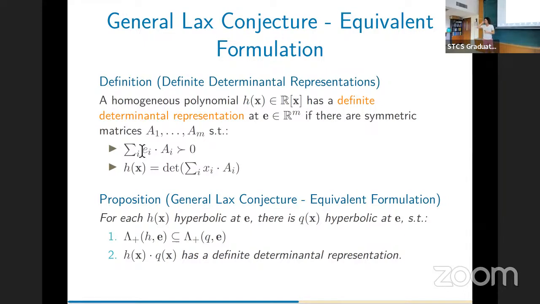Is this the first time you're stating the generalized conjecture formally? No, the formulation is: is every hyperbolicity cone spectrahedral? That's what you call the generalized conjecture. That is the generalized conjecture, and this is an equivalent formulation of it. It's a proposition that is equivalent.